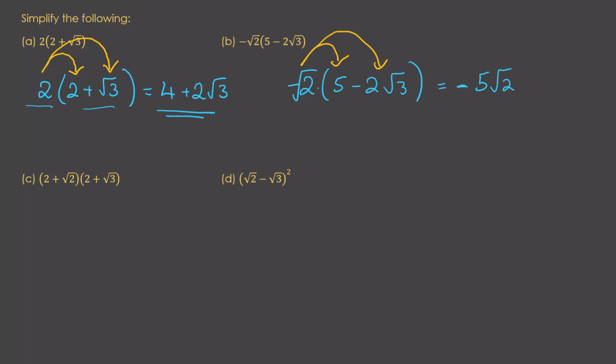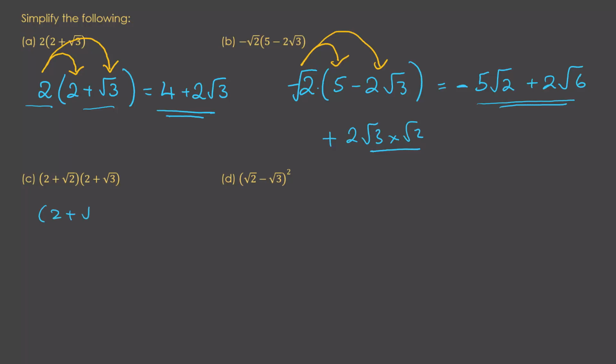Now when we do the negative root 2 times the negative 2 root 3, first of all that's going to end up being positive. And we're going to have 2 root 3 and multiply that by the root 2. That means that these combine to give us root 6. So I have plus 2 root 6.